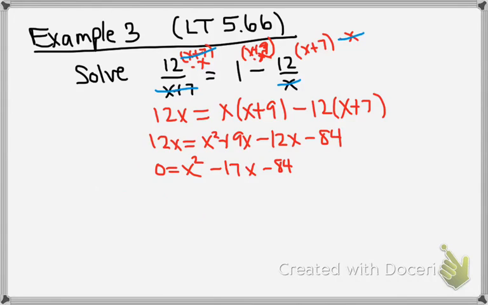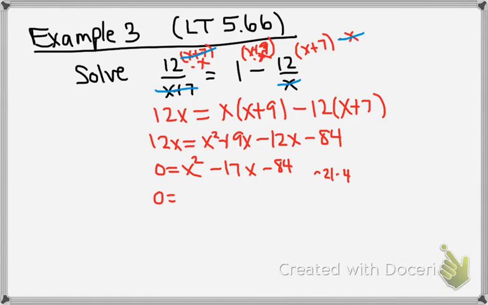So now I want to solve that. So I want to first try to factor. So I want to try and find numbers that multiply to be a negative 84, that when I add them together will give me negative 17. So in this case, I know that I could do a negative 21 times 4. When I multiply those, that will give me a negative 84. When I add them, I do get the negative 17.